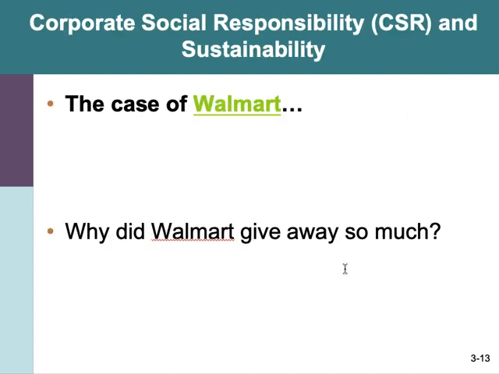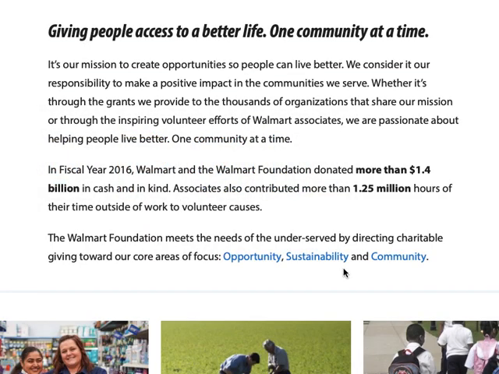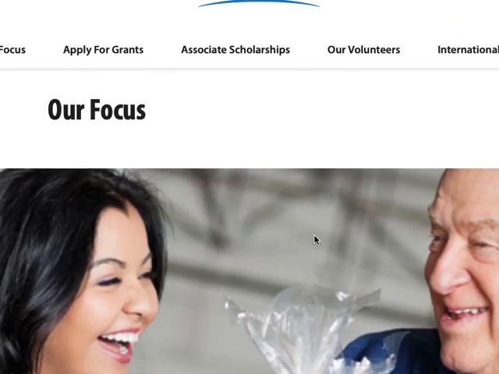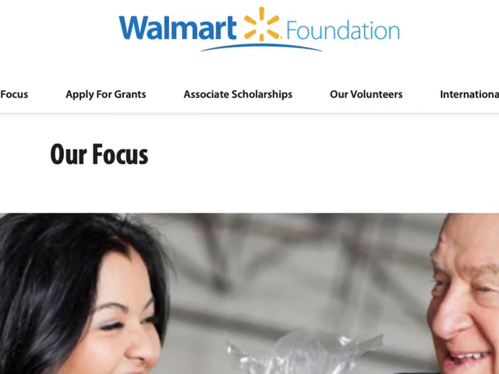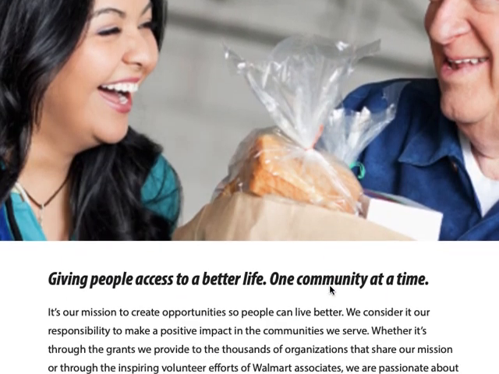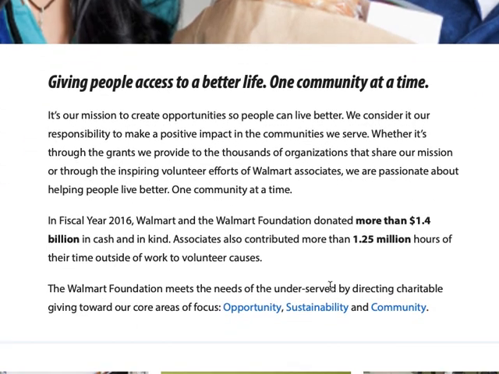And I like to show this example about Walmart. If you look at Walmart, it's a really interesting study here. I'm going to scroll to the Walmart Foundation here. You look at how much money they gave away in 2016. They're still calculating up. That's as far as they've got data for. But Walmart in 2016 gave away over $1.4 billion. And you kind of have to ask, why did they do that?